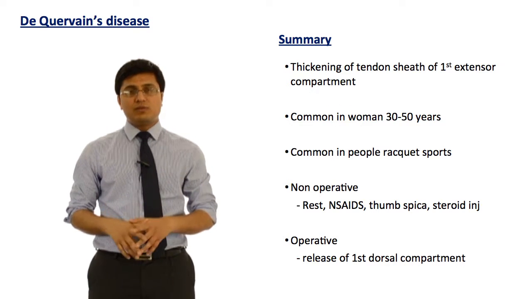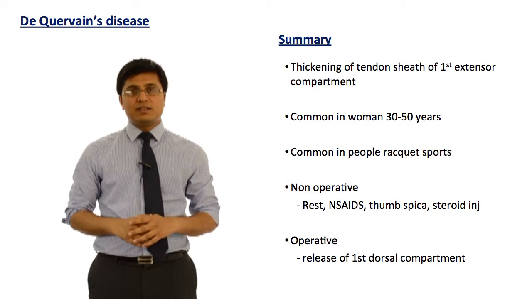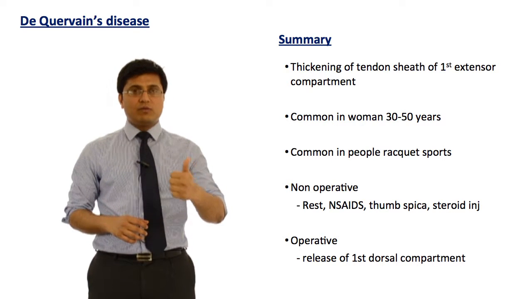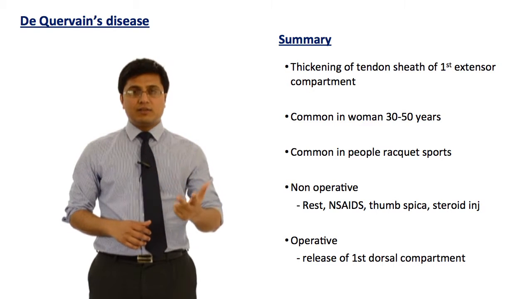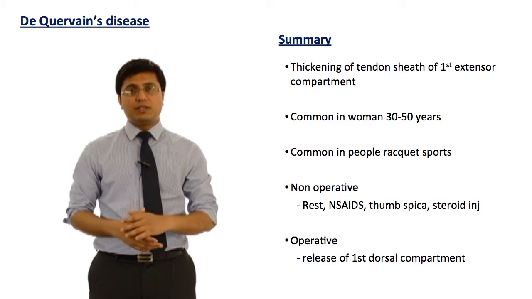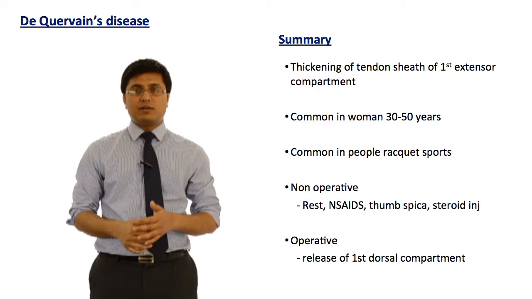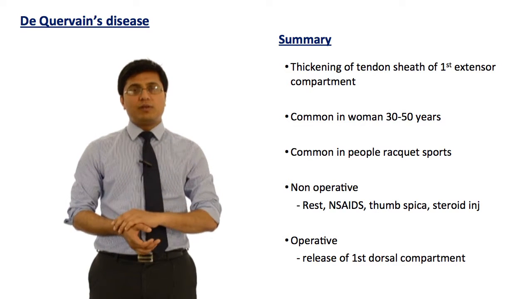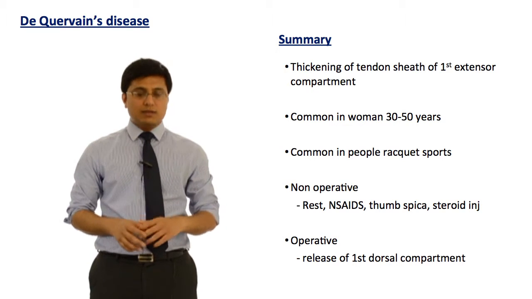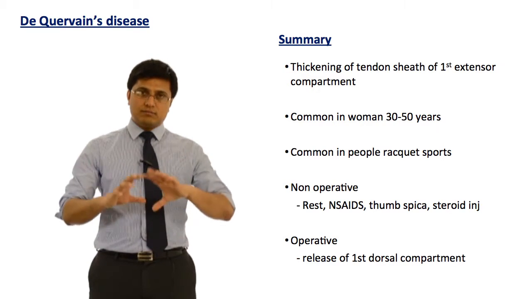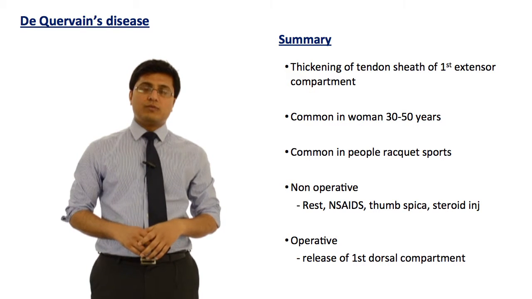Radiographs are often normal. Non-operative treatment is the mainstay treatment, which involves rest, anti-inflammatory medication, thumb splint, physiotherapy, ultrasound guided injection, etc. And rarely operative treatment, which involves release of the first extensor compartment. And this concludes the overall view of De Quervain disease.